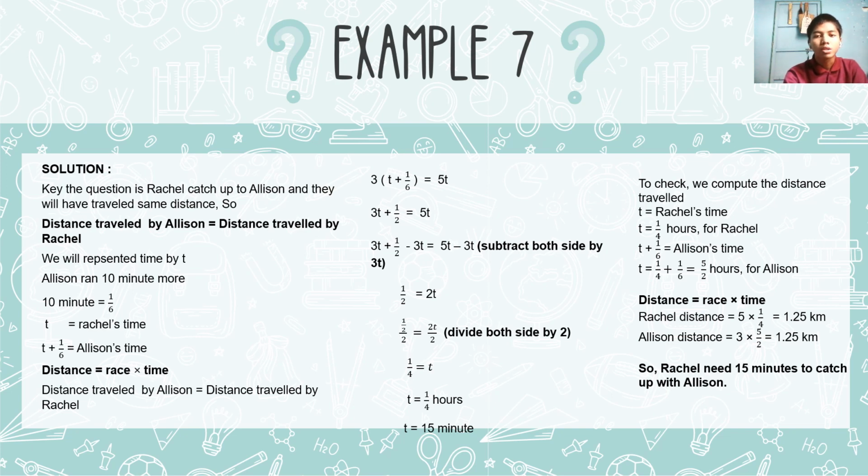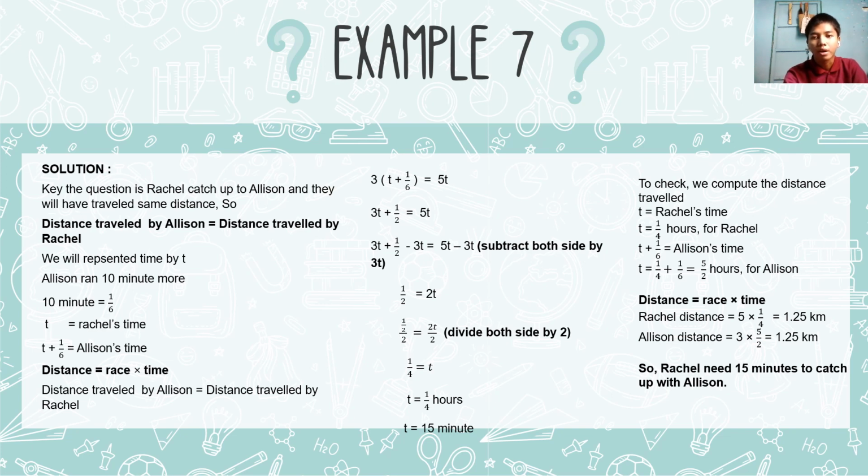We divide both sides by 2. So we got 1/4 equals t. t equals 1/4 hours. t equals 15 minutes. To check, we compare the distance traveled. t equals Russell's time. t equals 1/4 hours for Russell. t plus 1/6 equals Alison's time. So 1/4 plus 1/6 equals 5/12 hours for Alison.